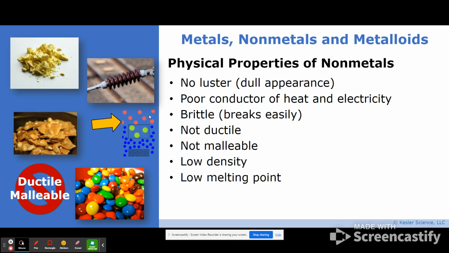It's low density. This is low density. And it has a low melting point. An example of low melting point is M&Ms. If you put M&Ms in your hand, they're going to melt relatively easily.